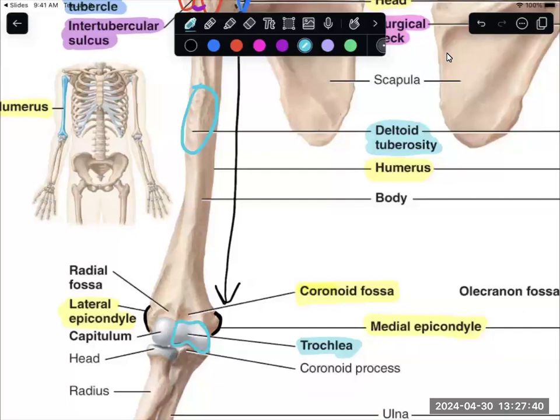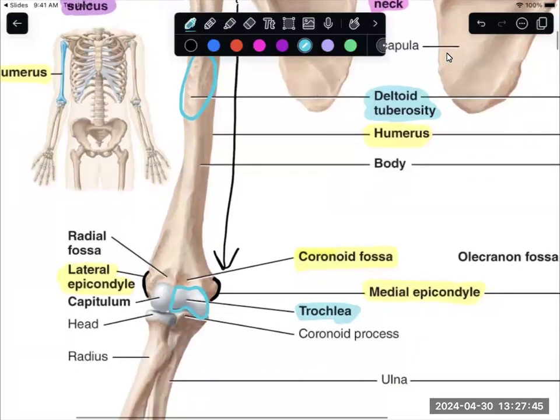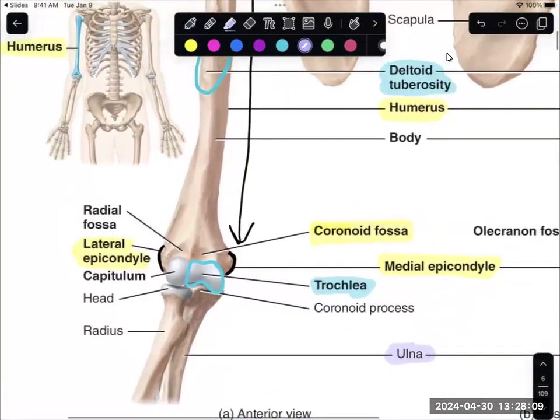That trochlea is what this next bone down, this ulna here, helps to attach itself to the humerus on. This is what helps us to bend and straighten our arm. There we go. It's this ulna gliding back and forth on that trochlea.